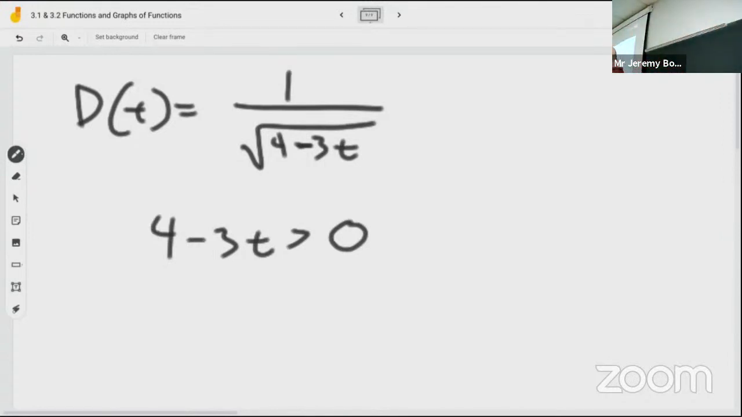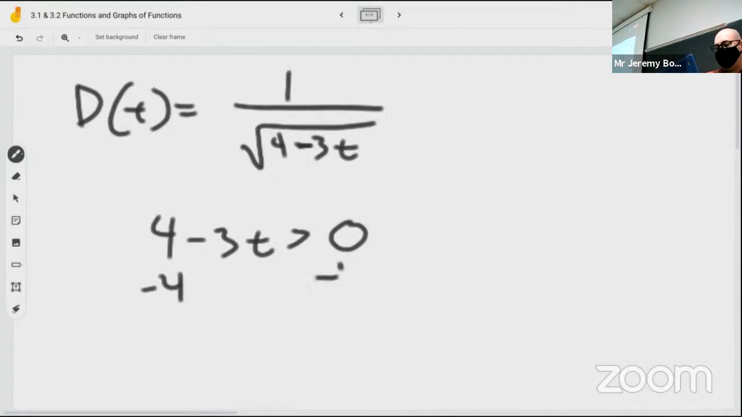Now, if there's additional stuff other than the root, then you need to change it up and make sure the whole denominator doesn't equal 0. But since it's just the root in our denominator, we could just take away the 0, the equal to 0 part, and work it out from there. So let's go the other route.